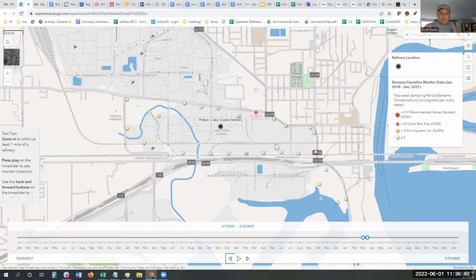So that's about 10 minutes, which is a pretty long video. So I'm going to send this to our folks as an example of what we see when we're looking at the EPA benzene data, thanks to Environmental Integrity Project.